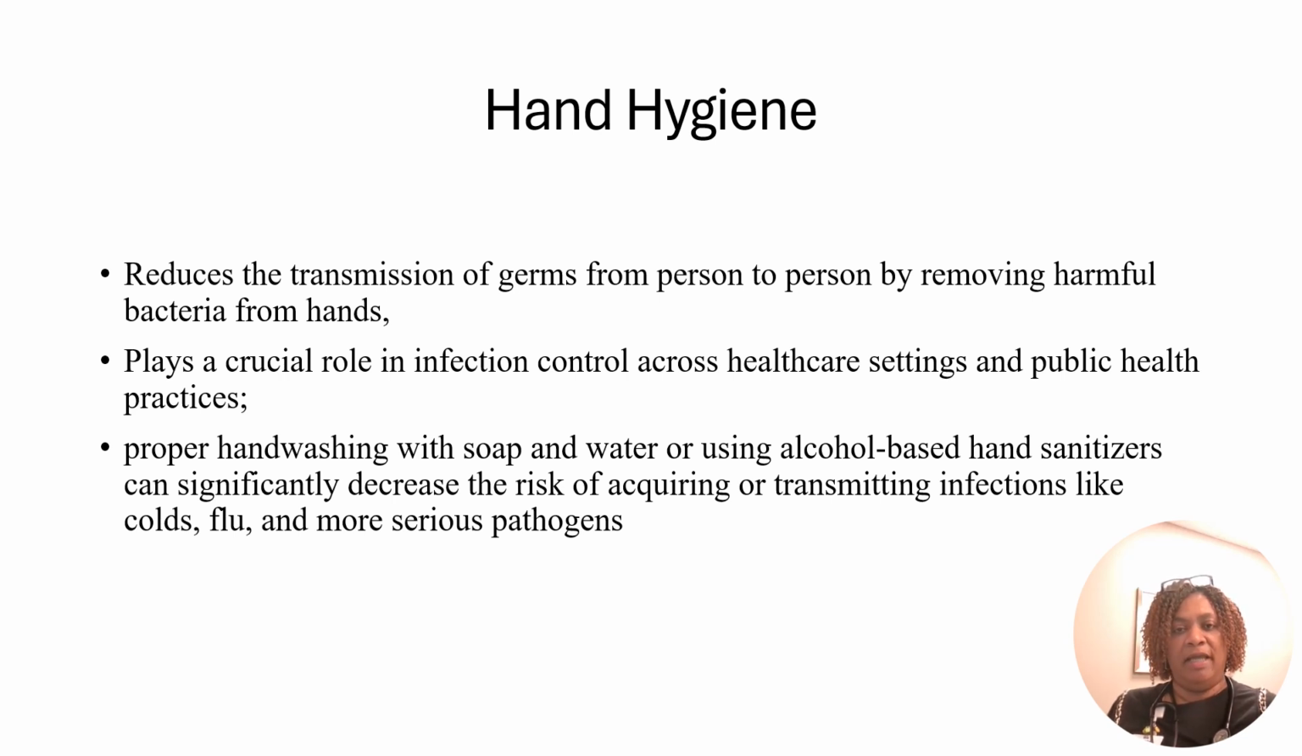Did you know hand hygiene is considered the most effective method to prevent the spread of infections? Why? It reduces the transmission of germs from person to person by removing harmful bacteria from the hands. It plays a crucial role in infection control across healthcare systems and public practices, and proper hand washing with soap and water and/or alcohol-based hand sanitizer solution can significantly decrease the risk of acquiring infections.